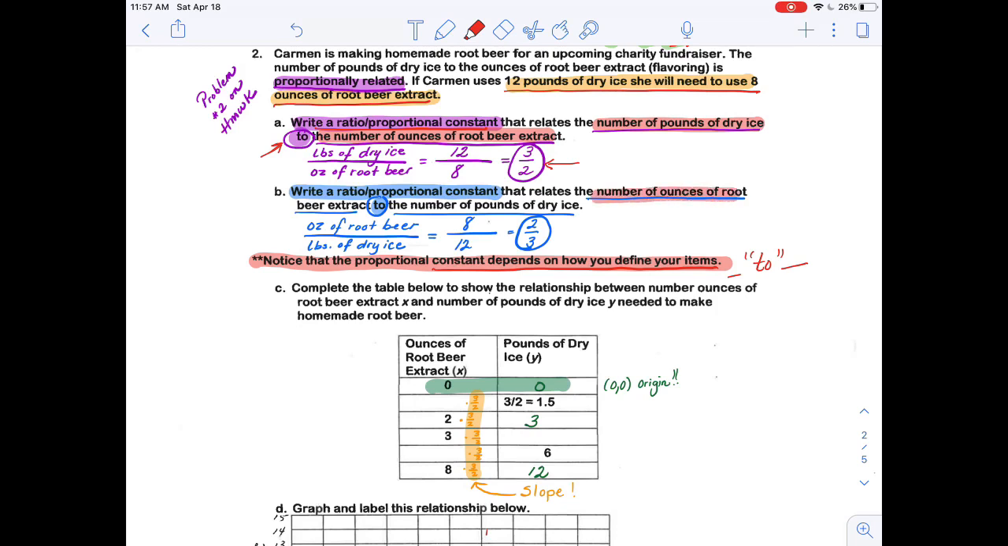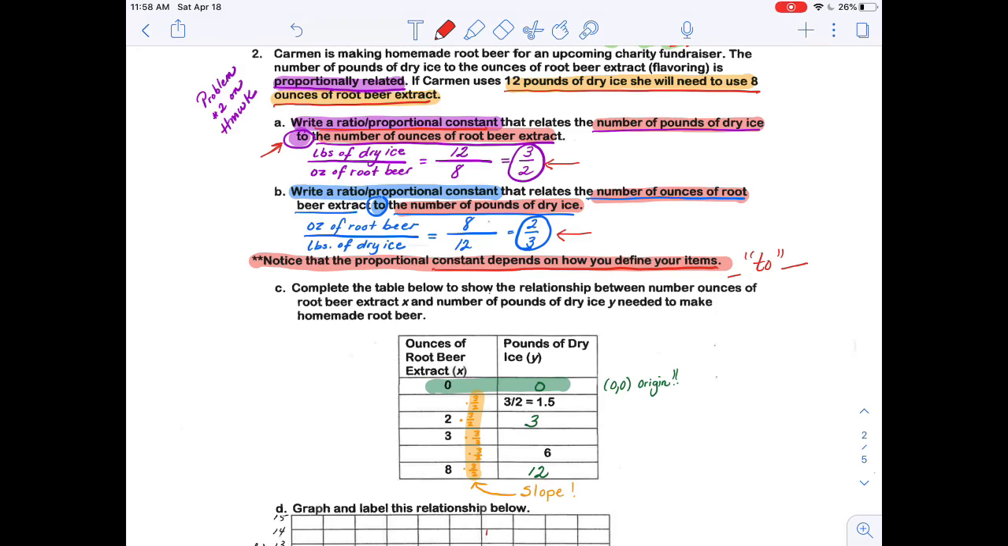Number of ounces of root beer, this time to the number of pounds of dry ice. So this time I want the root beer on top and the dry ice on the bottom. Still using that information from the top, that would give me 8 over 12. And of course, reducing that gives me a ratio of 3 over 2.